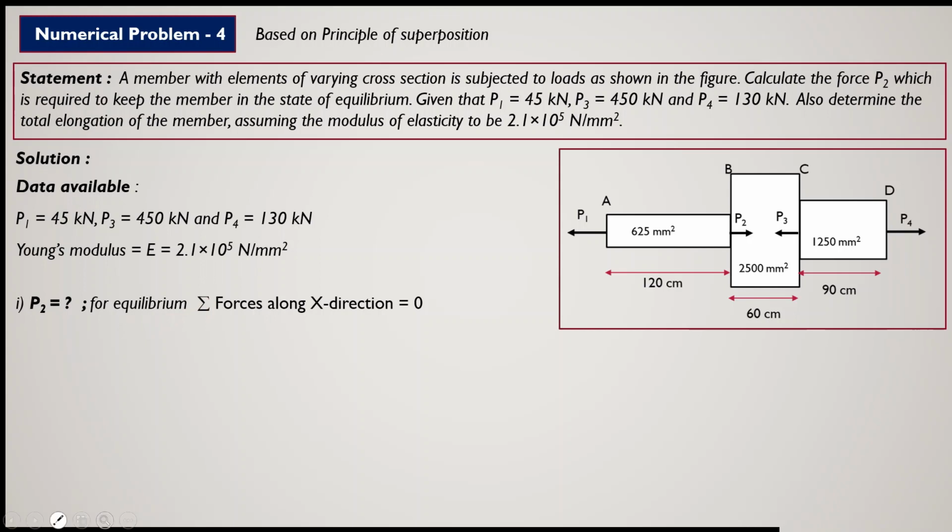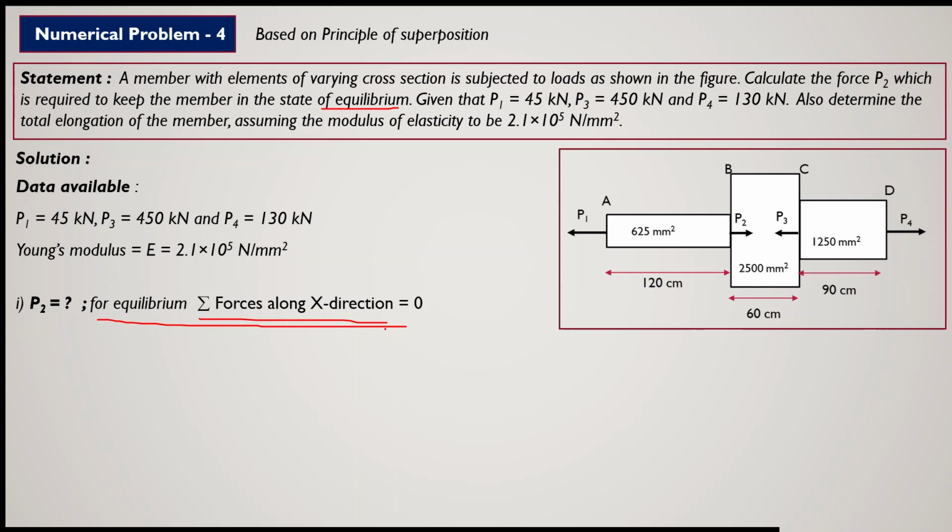Now what is the condition? The condition is clearly mentioned that for equilibrium you have to calculate the value of P2 so that the member will remain in the state of equilibrium. Now what is equilibrium? Equilibrium means no motion, or in other words, the summation of all the forces is equal to 0. So how many forces are acting? Four. If you sum up all the forces according to their direction and sign convention, you can take tension as plus and compression as negative, or vice versa.